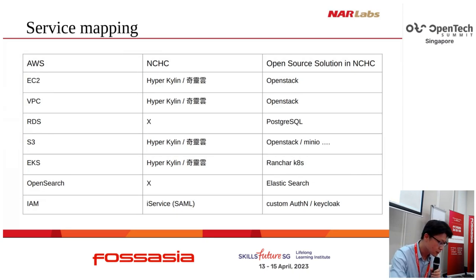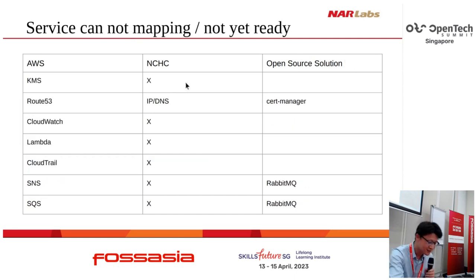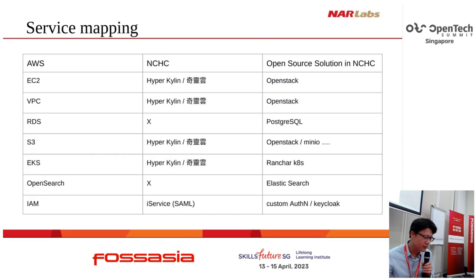And in our center, as you see, we have a hybrid cloud service, and actually it's based on open source OpenStack. We do not have RDS, but we can create a PostgreSQL by ourselves. We also have Elasticsearch. We also use Keycloak, which is a very important component to support authentication. And we should prepare the data as well.